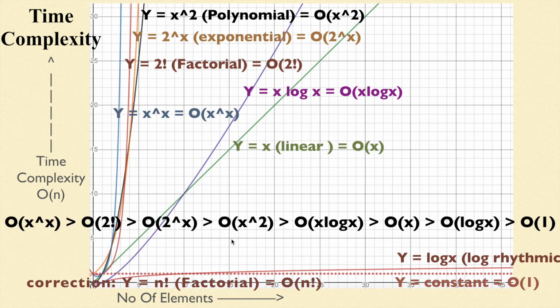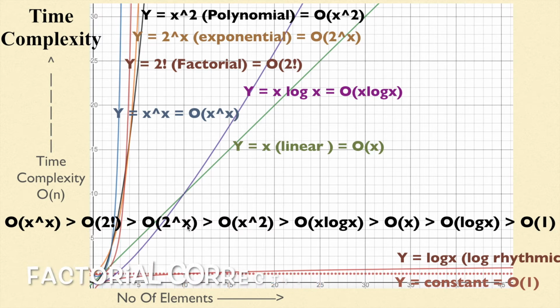So from here we can evaluate that the least time complexity is O(1), constant time complexity, then logarithmic, then O(x), then x log x, then x square time complexity, then the exponential time complexity 2 raised to power x. Then the factorial time complexity, 2 factorial or any constant factorial. Then the highest time complexity is x raised to power x.